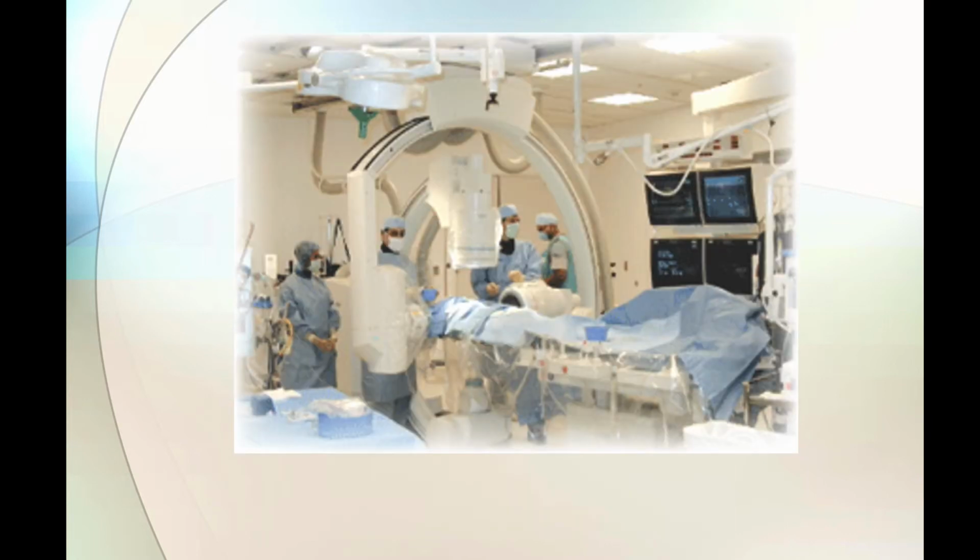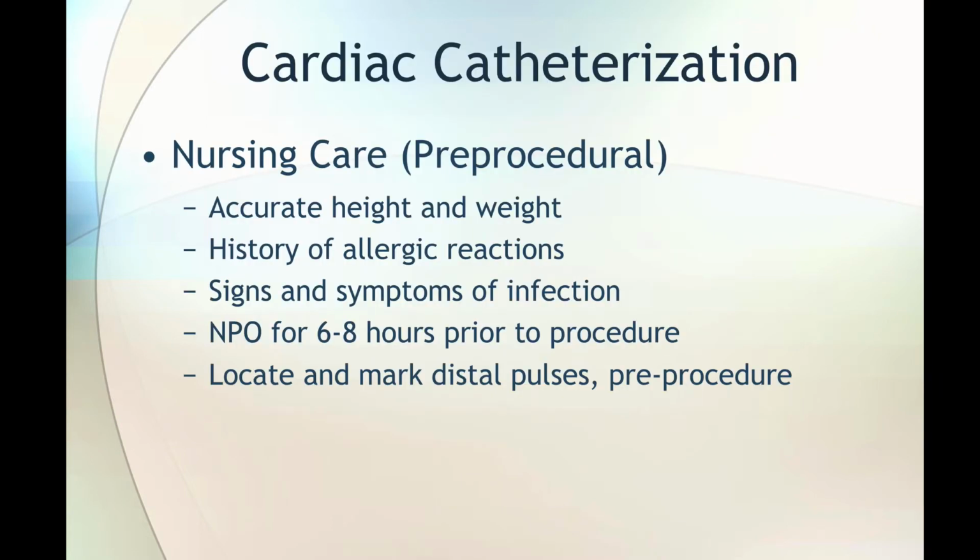Okay, so here's a picture of a type of radiology suite where they do cardiac caths. They're actually very closely similar to surgical suites. Pre-op cardiac caths are just that, they're pre-op. But one of the most important things you want for children is an accurate height and weight, especially if you have congestive heart failure involved.